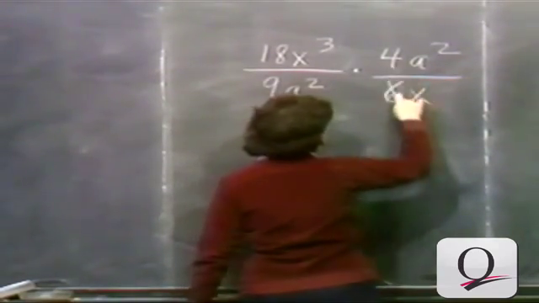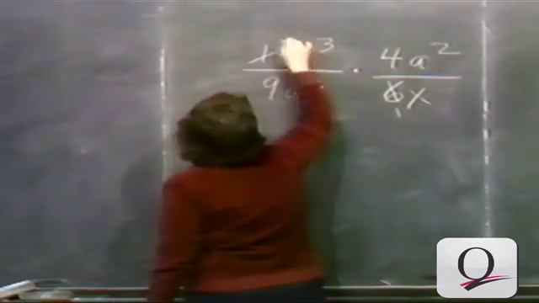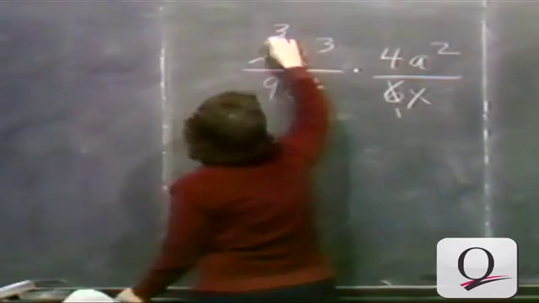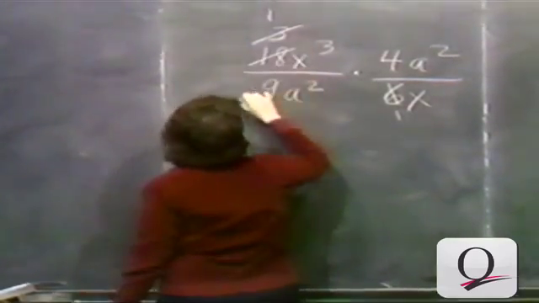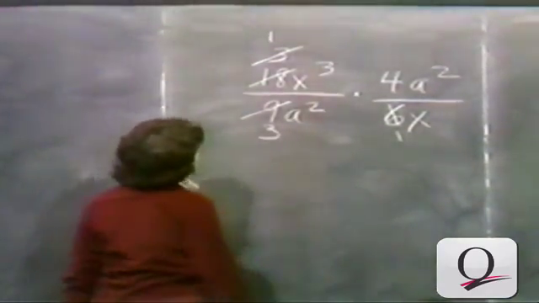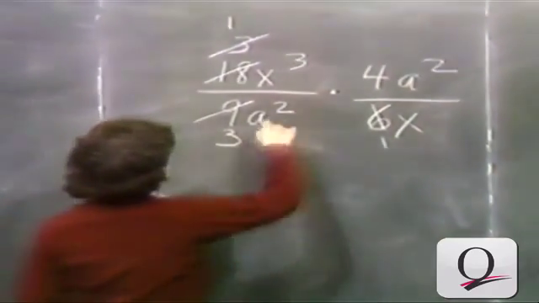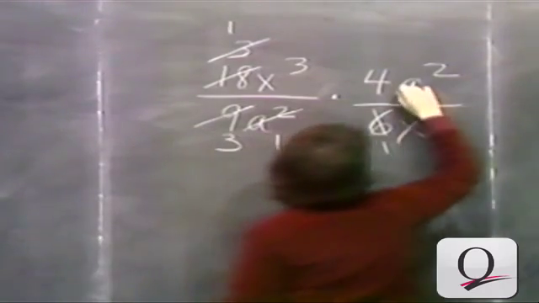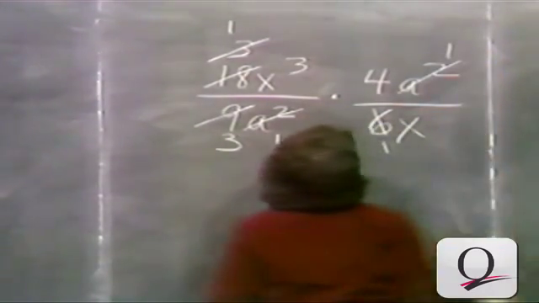Okay, how many 6's in 6? 1. How many 6's in 18? 3. Then you can say how many 3's in 3? 1. How many 3's in 9? 3. Then you can divide a squared by a squared, getting 1, and also here, a squared by a squared, giving you 1.